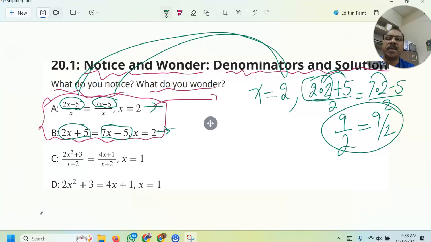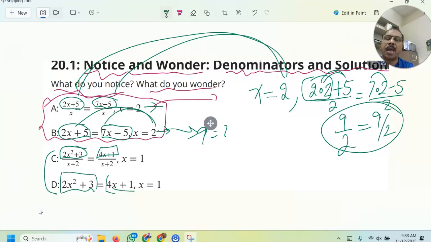And you can plug this in here also and check the top part. You will see both are 9. If you plug this 2 right here and right here, it will become 9 equals 9. Then C and D also, you'll see the numerators for both these equations. The numerator in C is the same as this. The question is, x equals 1 is the solution.